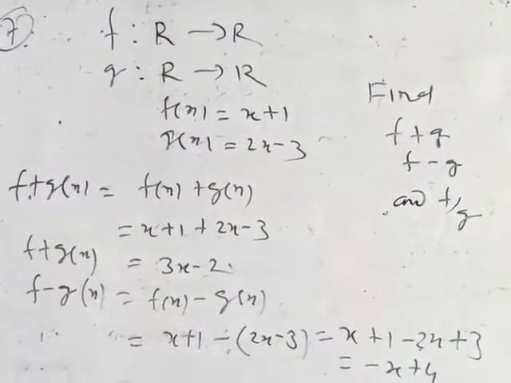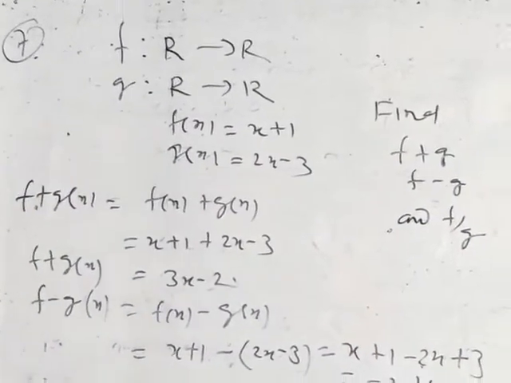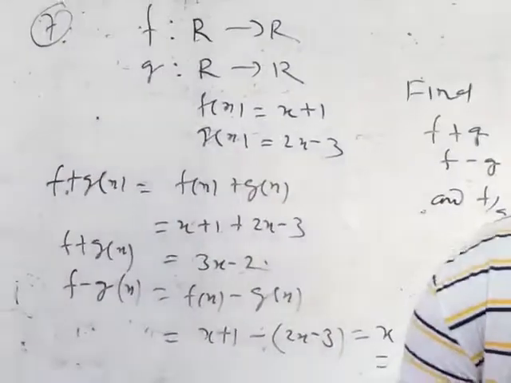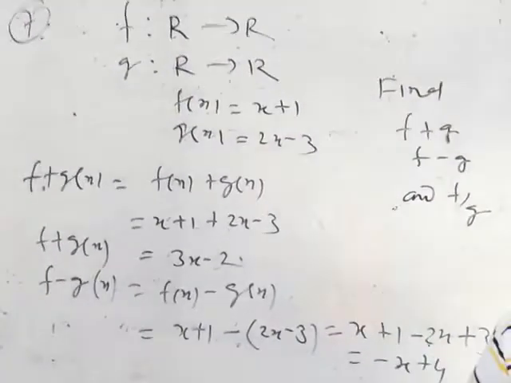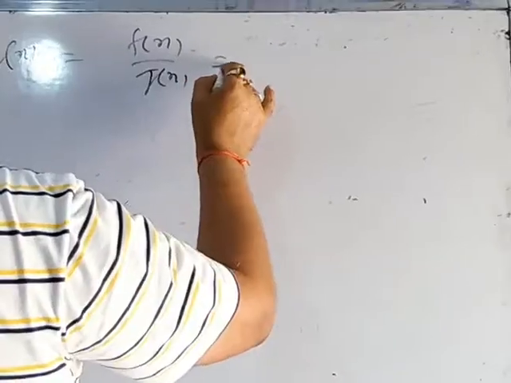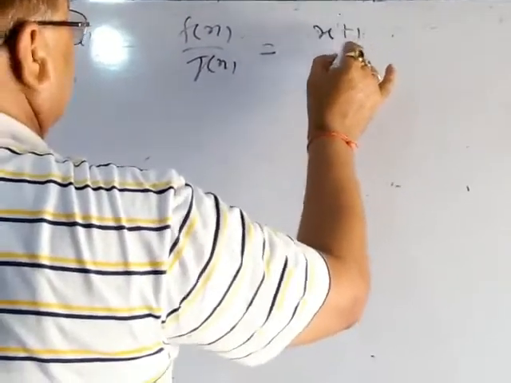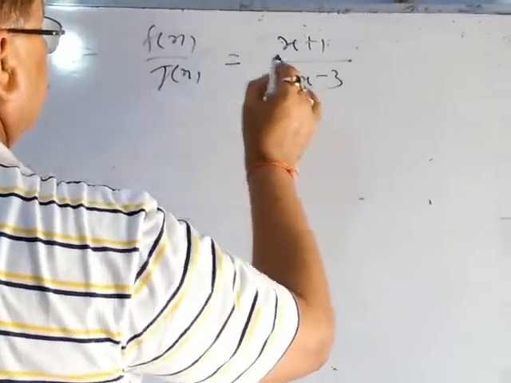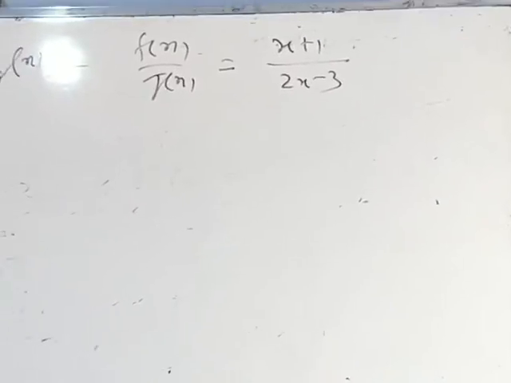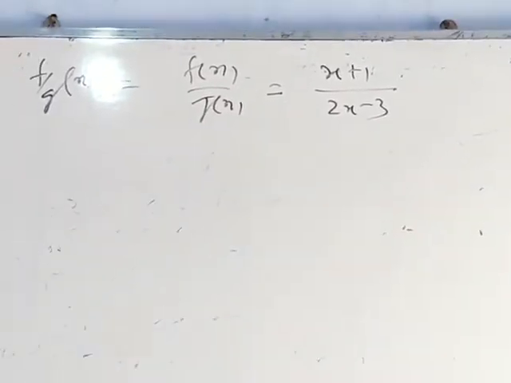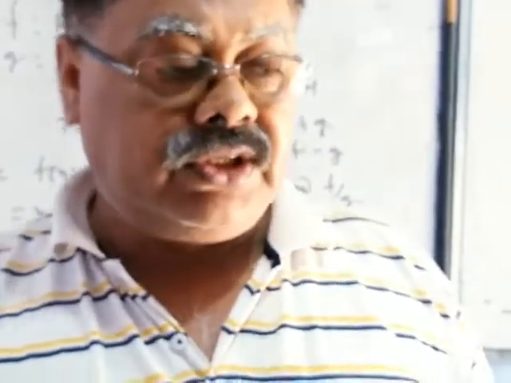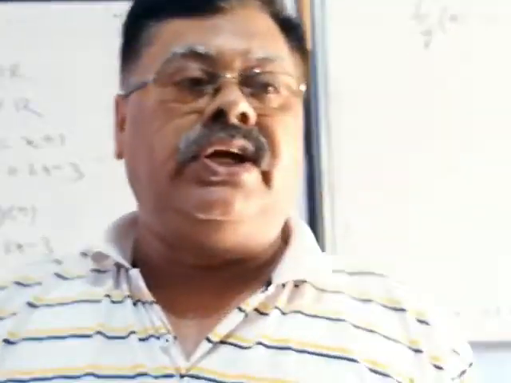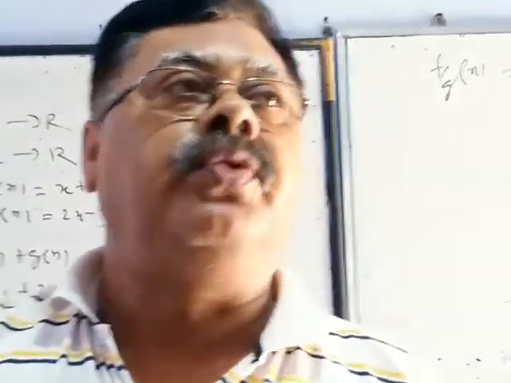And f by g, student, (f by g)(x), where f(x) is x plus 1 and g(x) is 2x minus 3. In this way, we can find the value of addition of functions, subtraction of functions, division of functions. In this way, it is related to operation on two functions.